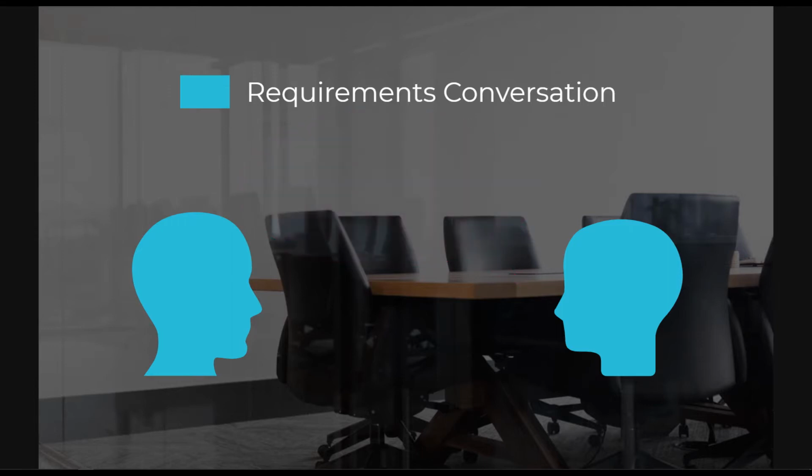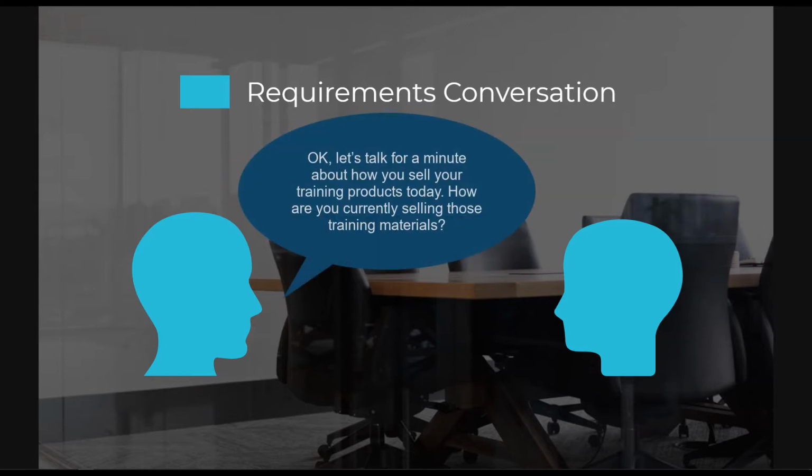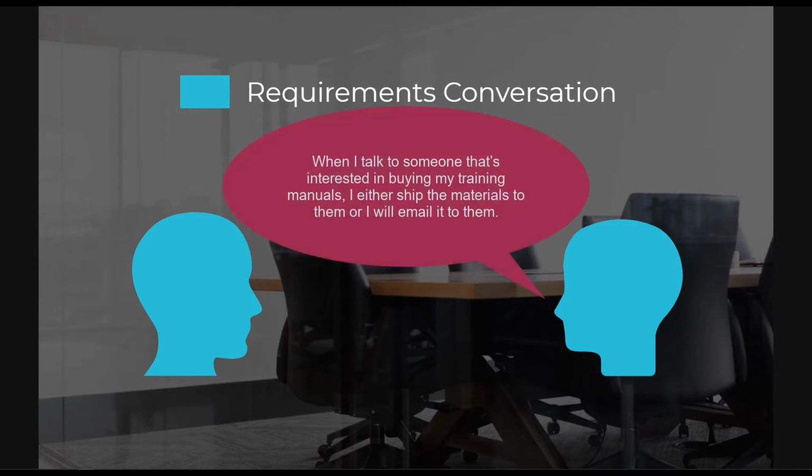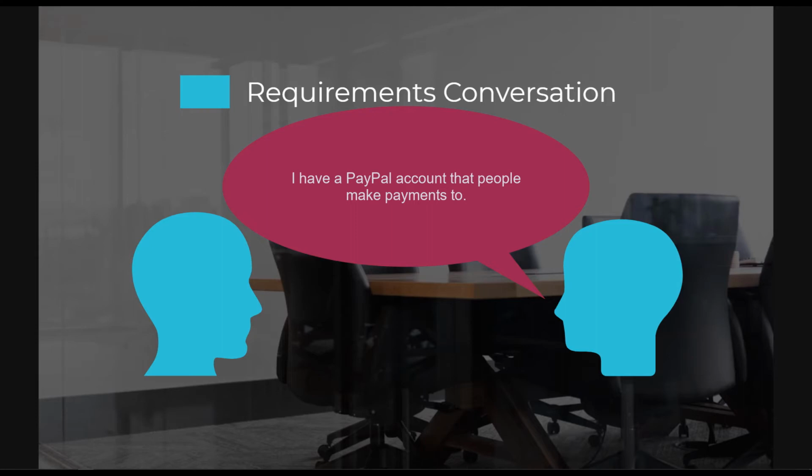The BA would then ask, what training materials do you sell? And the response would be, I have 3 training products: Essential Skills of the IT Analyst, a Core Skills of the IT Analyst class, and a Communication Skills training manual. Okay, let's talk for a minute about how you sell your training products today. How are you currently selling those training materials? When I talk to someone that's interested in buying my training materials, I either ship the materials to them or I will email it to them. I assume you collect payment prior to shipping or emailing. How are you doing that? I have a PayPal account that people make payments to.